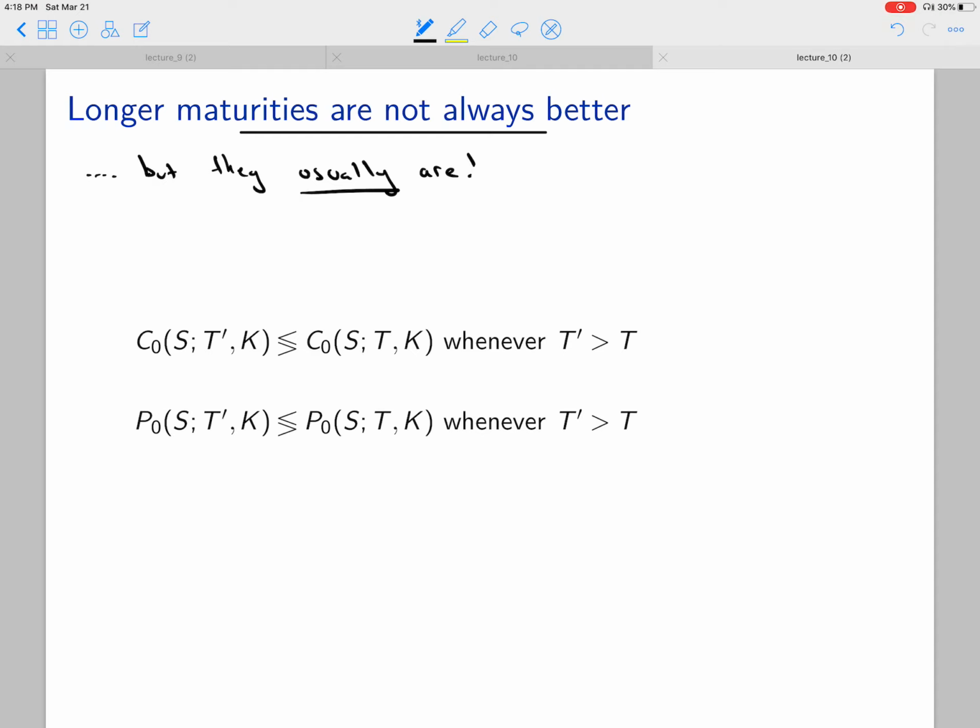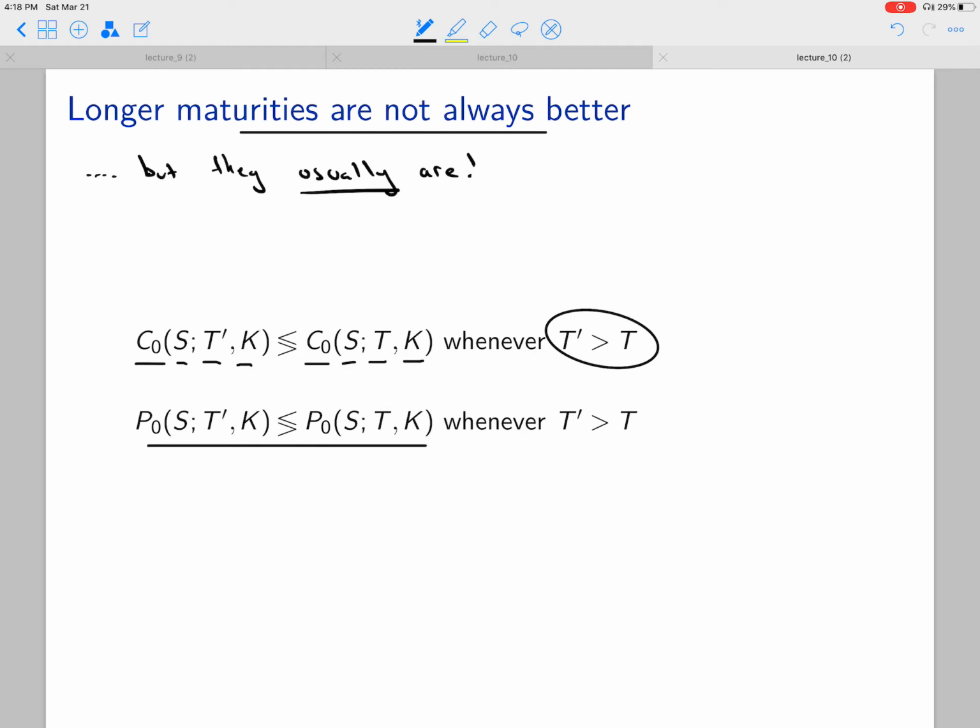But in some cases, you're going to actually get the opposite result. Okay, so these equations say essentially that the price of a European call on a stock S with a maturity T prime and a strike of K can be greater than or less than the price of a call on the same stock with the same strike with a different maturity T, in which T prime, the maturity on the left-hand side, is greater than the maturity on the right-hand side. Okay, and the same is going to apply for a put.